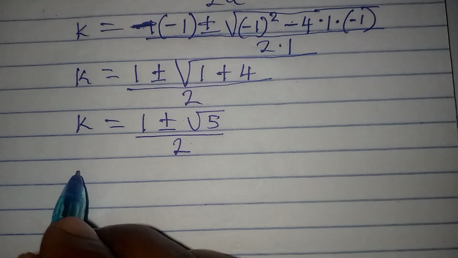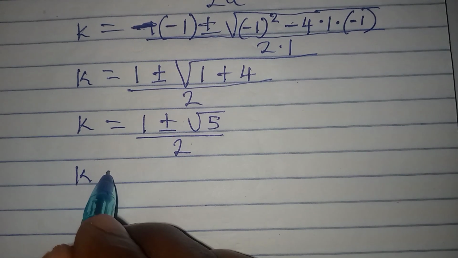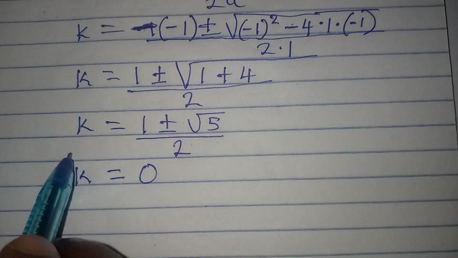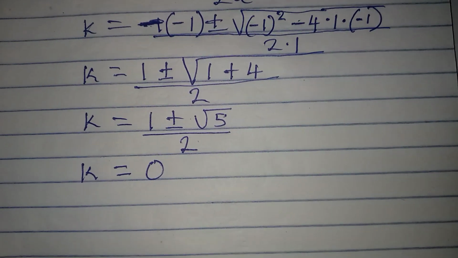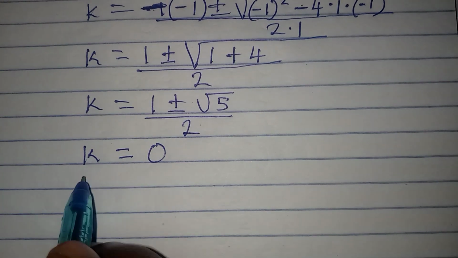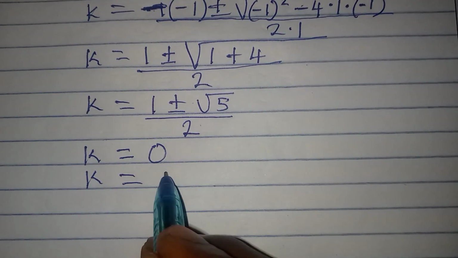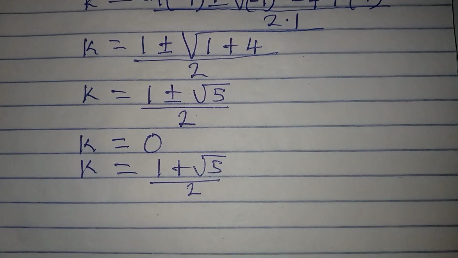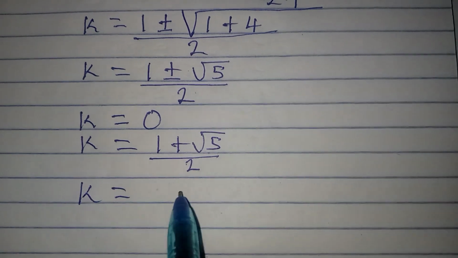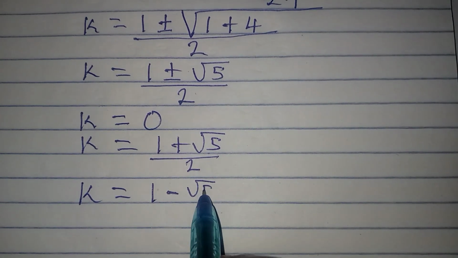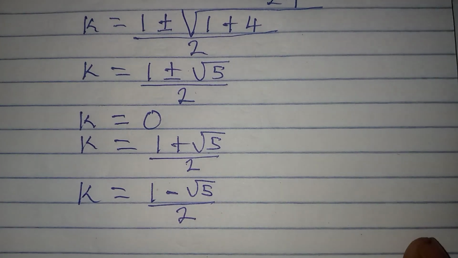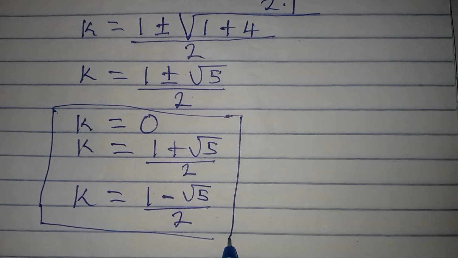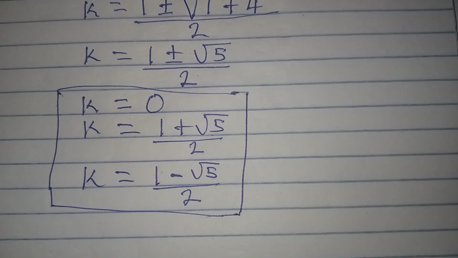What does this mean? It means that we have k equal to 0 in the first place. Remember, this is now another solution for k, and this solution is 2 in 1. Now the second solution here will be k equal to 1 plus square root of 5 over 2. This is our second solution for k. And then the third is k equal to 1 minus square root of 5 over 2. Now the question is, if we substitute these three solutions into the equation, are we going to have correct values? Now let's give it a try.